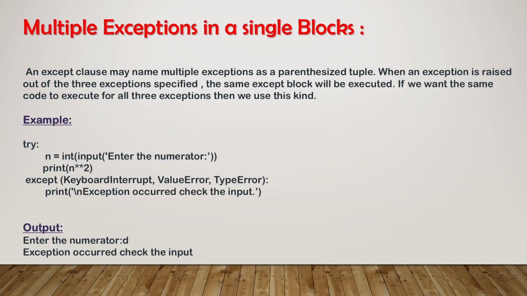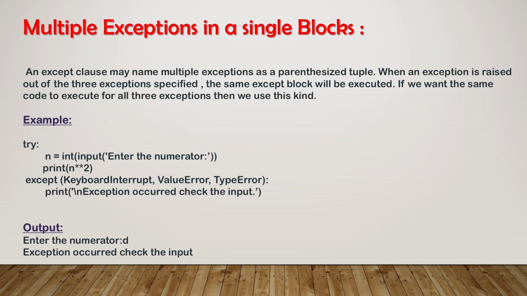Now let's see the except clause with multiple exceptions in a single block. An except clause may name multiple exceptions as a parenthesized tuple. When an exception is raised out of the 3 exceptions specified, the same except block will be executed. If we want the same code to execute for all 3 exceptions, then we use this kind. Now let's see the example.